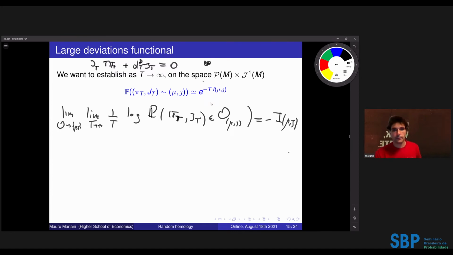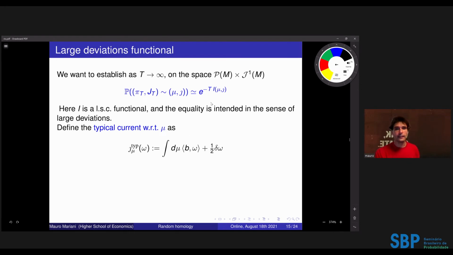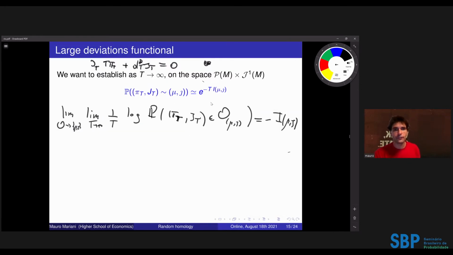That's what I mean with large deviations. I'm hiding the compactness issue here, the homology, which is the real question. I will come to it later. Now I just want to tell you who is this functional I of mu and j. Forget about closed, for any current acting on all one forms, no restriction, the probability that the empirical measure is close to some mu and the empirical current is close to some j goes as e to the minus t I of mu and j.